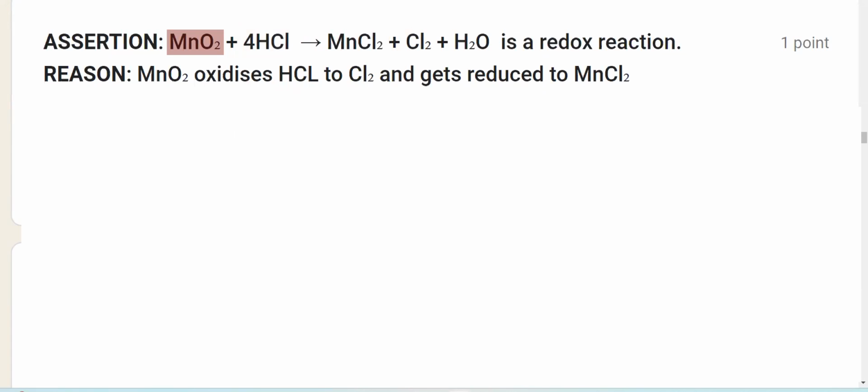The reason says that this manganese dioxide is oxidizing HCl, so definitely it is the oxidizing agent. That's why it is oxidizing HCl, and itself, that is manganese oxide, is getting reduced. As you know, the substance which is an oxidizing agent is the substance which gets reduced.